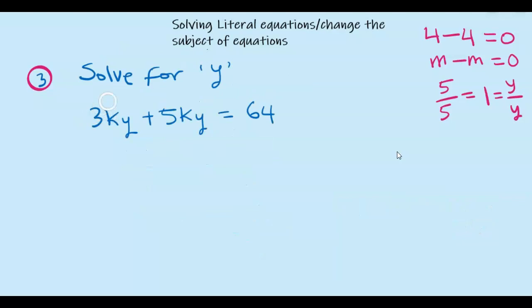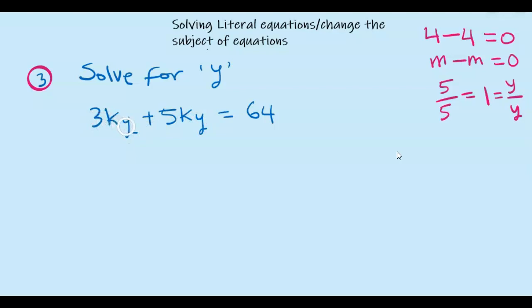Right, we have been asked to solve for y in this equation: 3ky plus 5ky equals 64. Here we realize that we are solving for y, and it's here and it's here.